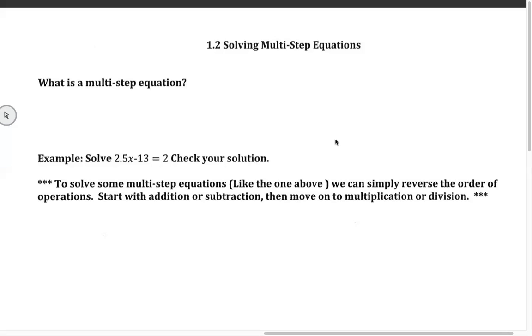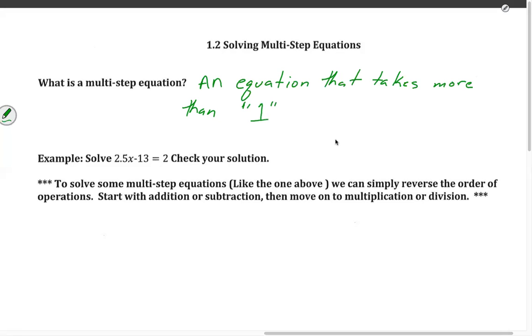So multi-step is going to take more than one step. So before we would add, subtract, multiply, or even divide, now we're going to do more than one step. So what is a multi-step equation? An equation that takes more than one step to solve.